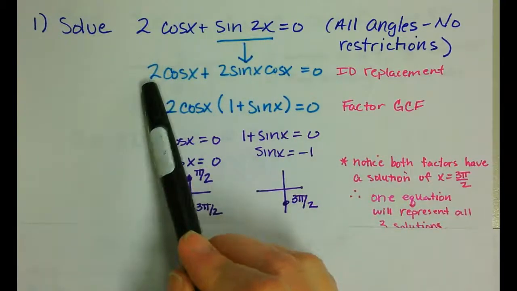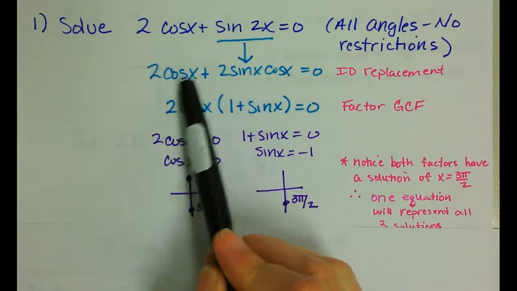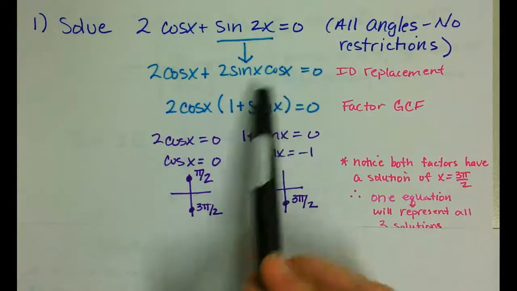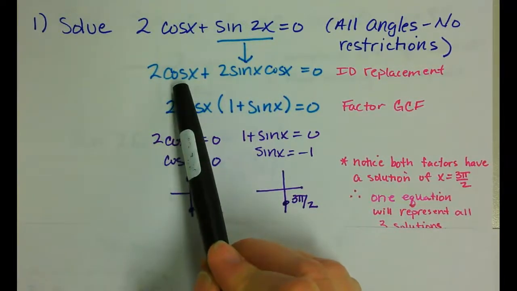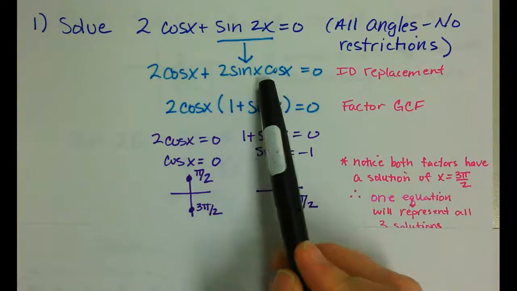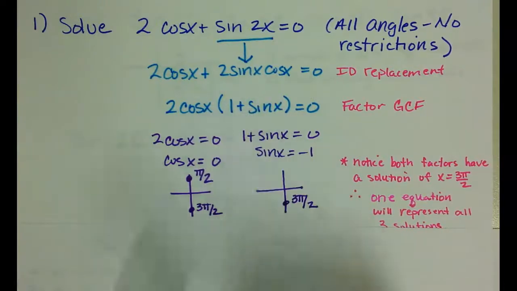So notice there's a 2 here and a 2 here. There's a cosine x here and a cosine x. So I can divide out my 2 cosine x, and I'm left with 1 here. And I'm left with the sine x from over here. So now I have 2 factors. Remember, the goal is not to throw a bunch of fractions in here and give us all these reciprocal or quotient identities and fractions, because when I'm solving, I want factors, not fractions.